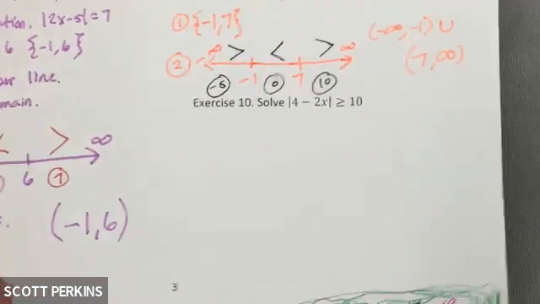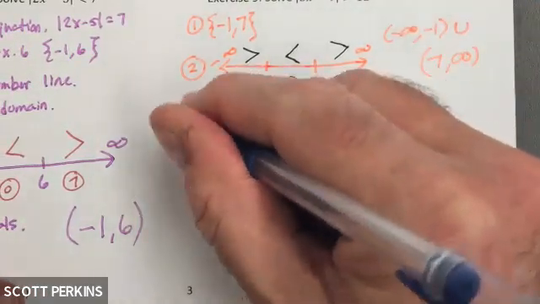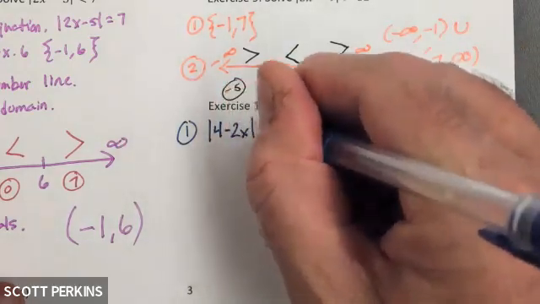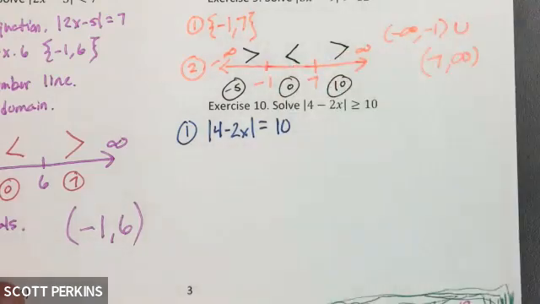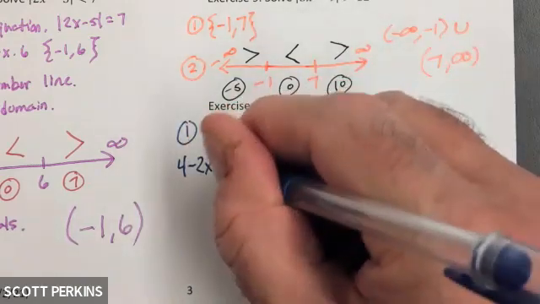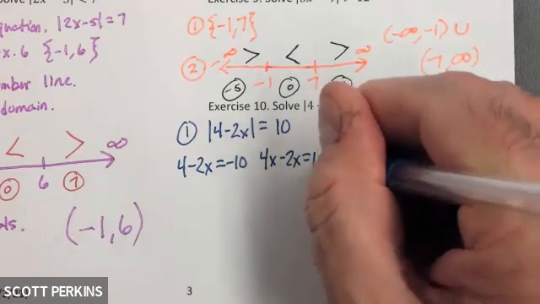So first thing I need to do here is I need to solve the equation. So first step is I need to solve absolute value of 4 minus 2x equals 10. That involves solving two related equations. So 4 minus 2x equals negative 10. 4 minus 2x equals positive 10.